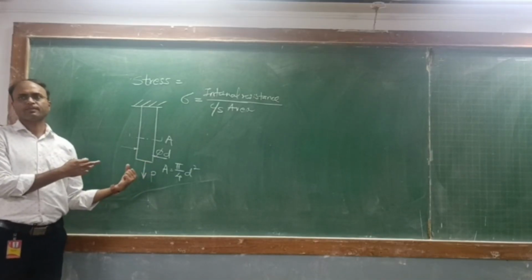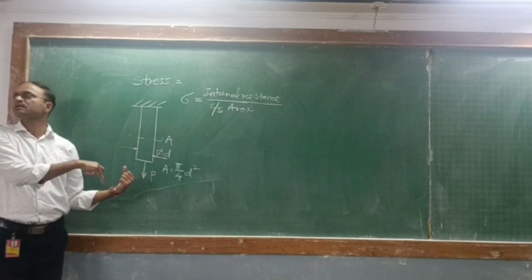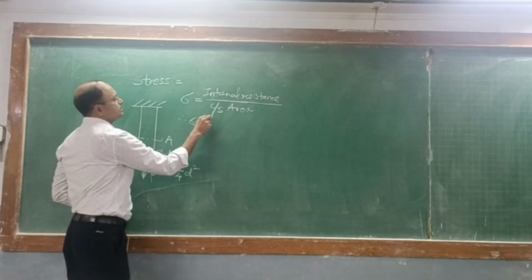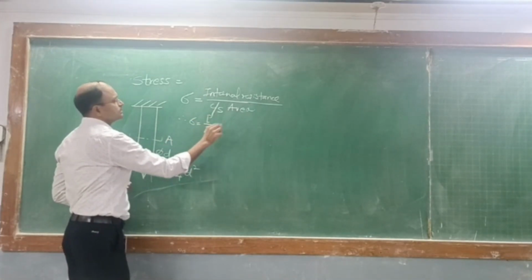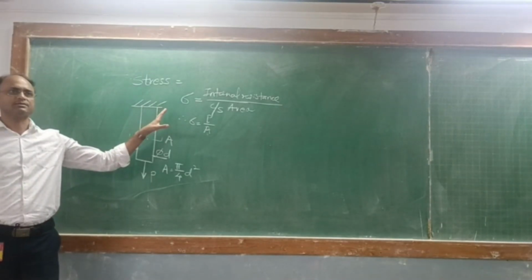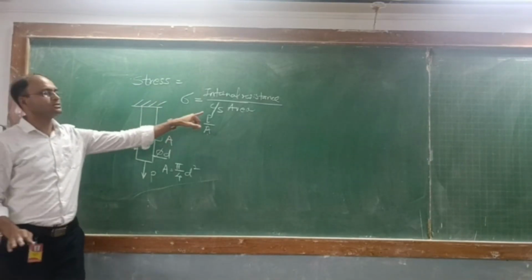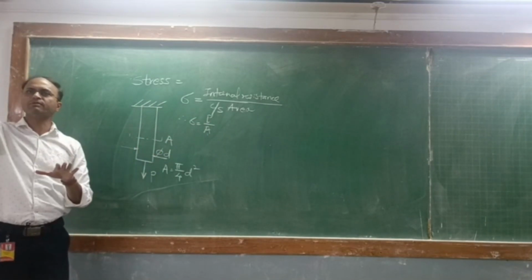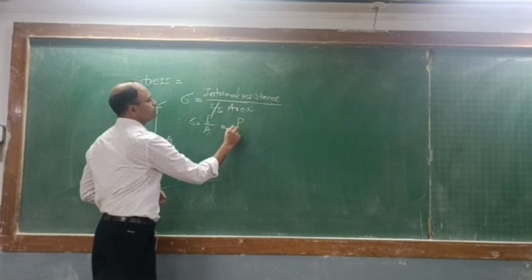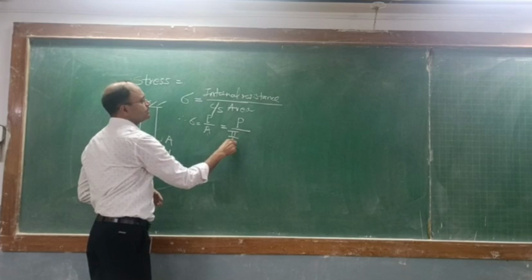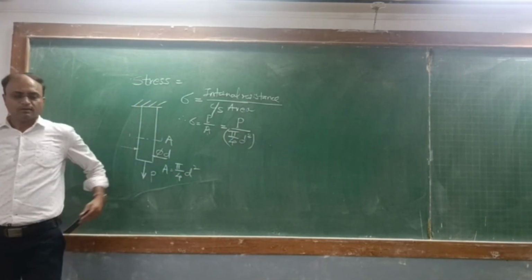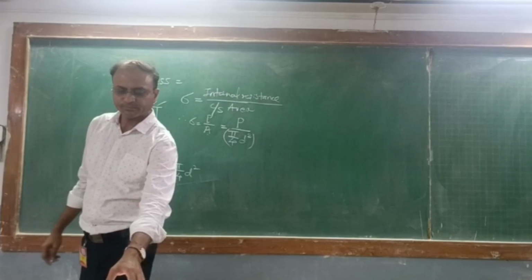external force. Internal resistance is equal to external force. That's why we write stress as external force upon area. So P by A is the simple definition of stress. Have you understood? Stress is force upon area, force divided by area. So in this case, for a circular rod, the force is P and the area will be pi by 4 d square. By using this equation, we can calculate stress.